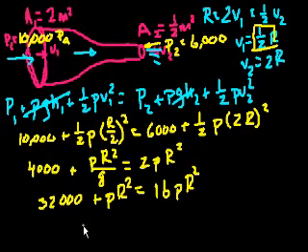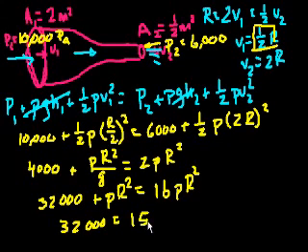And subtract rho R squared from both sides of this equation, we get 32,000 is equal to, well, this is 1 rho R squared, this is 16 rho R squared, so this is 15 rho R squared. And then what's rho? What's the density of water? Well, the density of water is 1,000 kilograms per meter cubed. So this is 1,000. So let's divide both sides by 15 times rho.